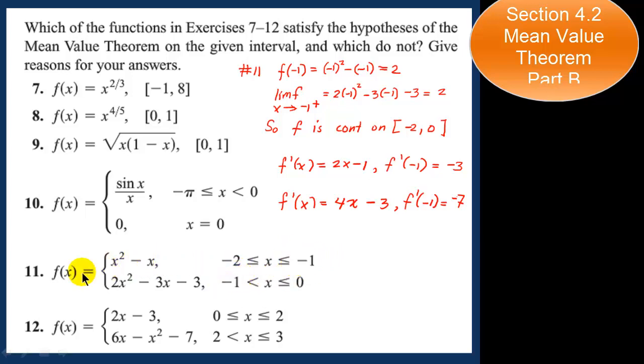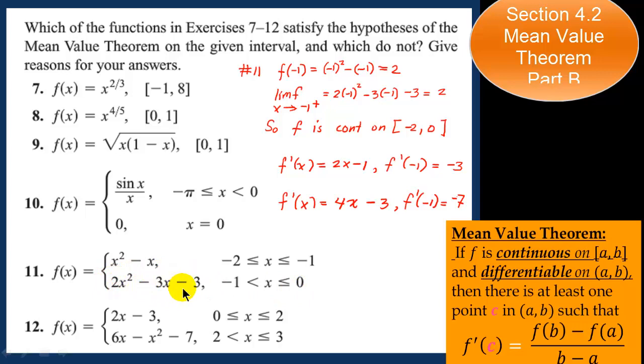In other words, f of x is defined as x squared minus x from -2 to -1. And then from -1 to 0, it's defined in this way. So what we will do now is to make sure whether the function is continuous at -1. So what we'll do is look at f of -1. f of -1 is equal to 2. You just plug -1 into x squared minus x, because that's where it's defined. They said that x is equal to -1 here.